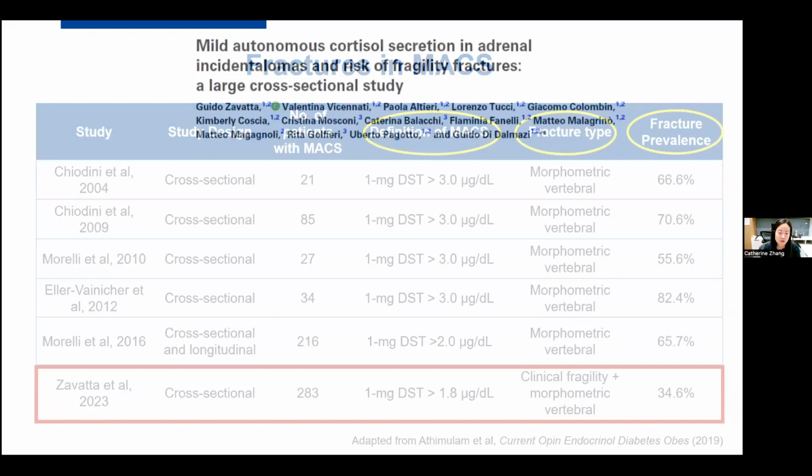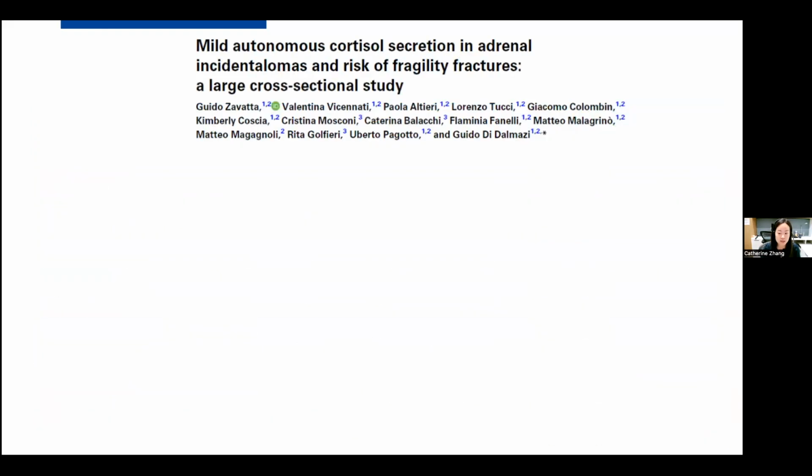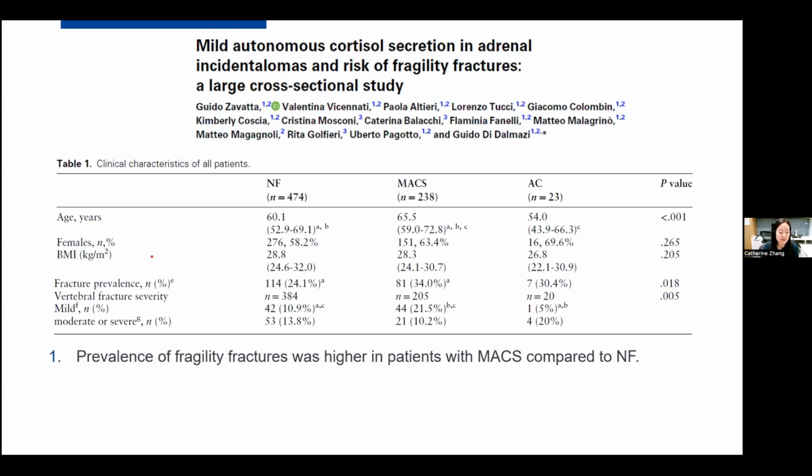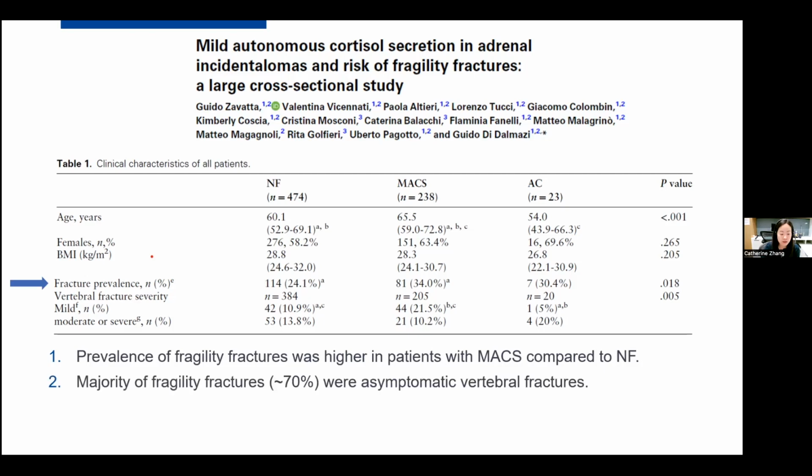If we look at the study in a little bit more detail, the prevalence of fragility fractures, although lower than reported in the other studies, was still higher in the group of patients with MACS compared to those with non-functioning adrenal nodules, 34% versus 24%. The majority of these fragility fractures were, again, asymptomatic vertebral fractures. Only a minority, 30%, had a clinically symptomatic low trauma fracture.